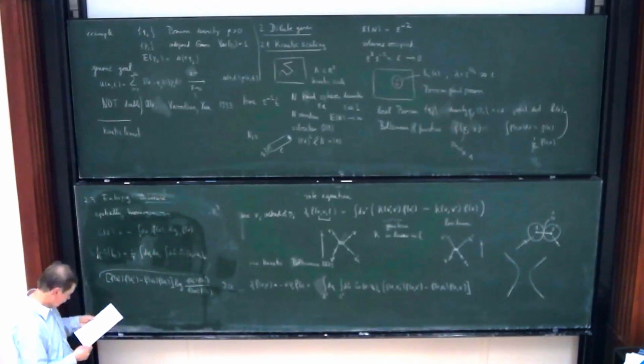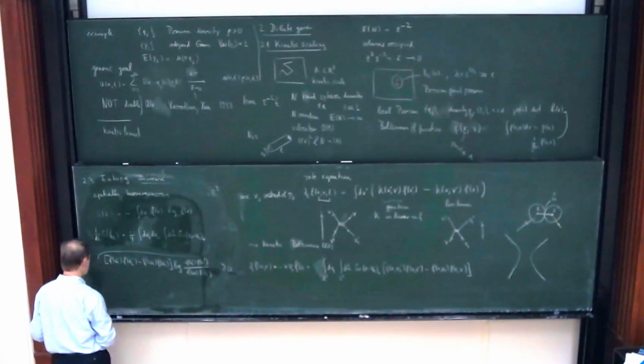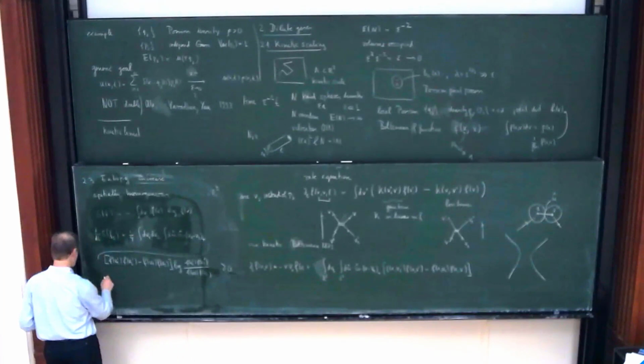And then you might wonder what happens to the stationary solution. Presumably the entropy will not change anymore in time. So you might ask yourself, so this is what is usually called the entropy production. So this is sigma of f, entropy production.